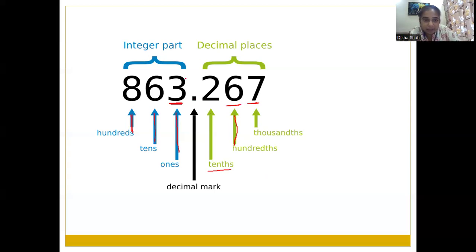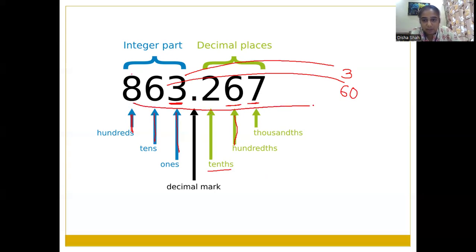ठीक है. इसका मतलब क्या है कि यहाँ पर ये जो 3 है ना, इसकी वैल्यू है 3. 6 है, उसकी वैल्यू 6 नहीं है, इसकी वैल्यू है 10 से. So it is 6 into 10, that is 60. This 8 is at the 100 place, so इसका वैल्यू है 8 into 100, that is equal to 800. This 2 का वैल्यू है, it is at the 10th place, and that value is 0.2.